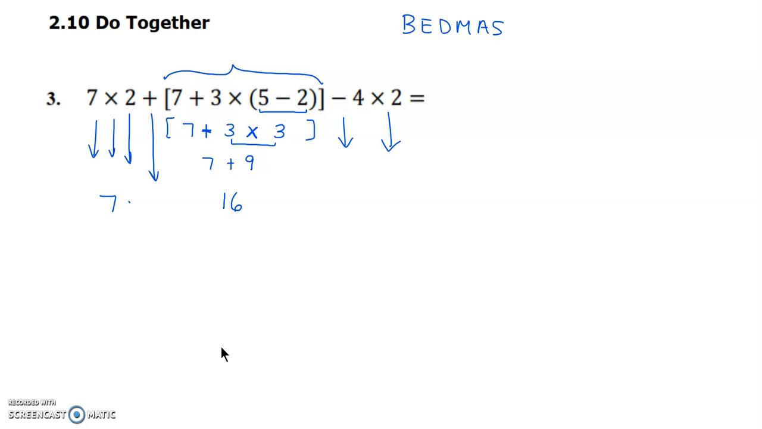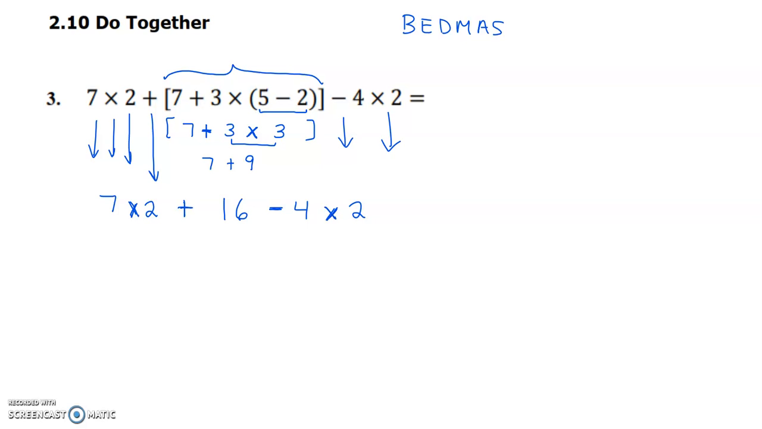So this is going to be 7 times 2 plus 16, because 16 is the answer of all those brackets, minus 4 times 2. It doesn't look beautiful, but it works. I'm going to be able to see what I have now. Just going to erase this 16 and make it look a little bit better in the middle there. Okay, so now we have multiplication, addition, subtraction, and another multiplication.